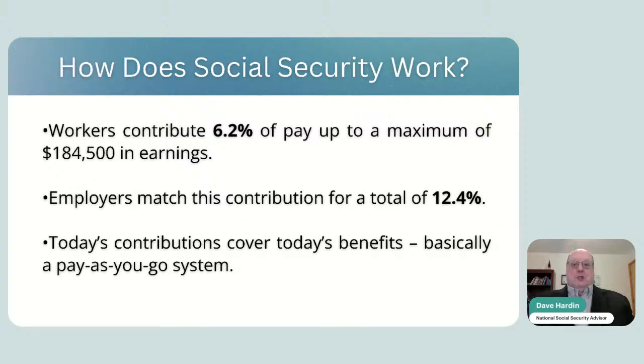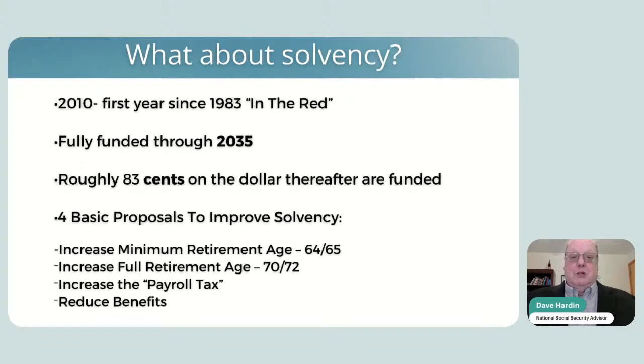Anybody know how many millennials there are? 77 million baby boomers, 81 million millennials, barely 1 to 1, which makes us wonder about solvency. But don't worry too much. Congress saw this coming. They just didn't prepare quite enough.